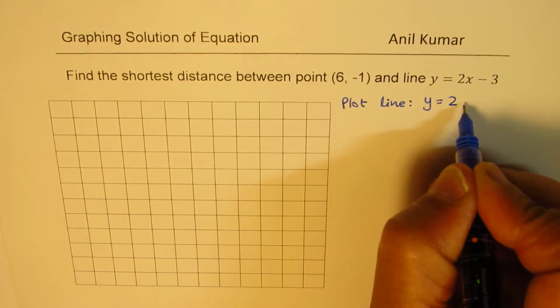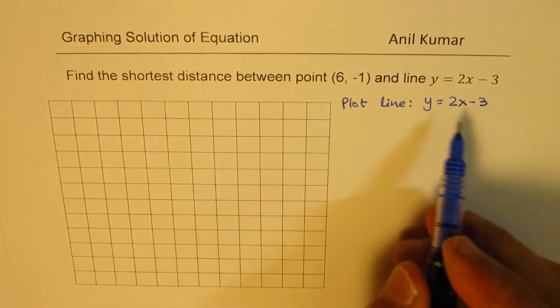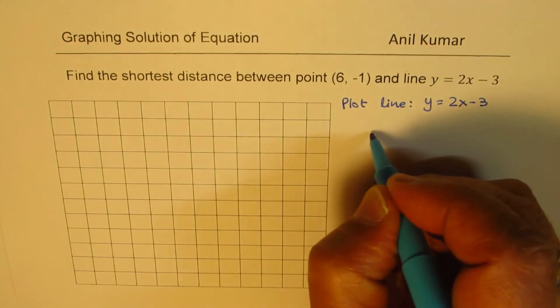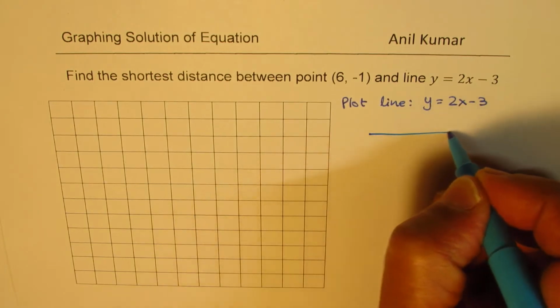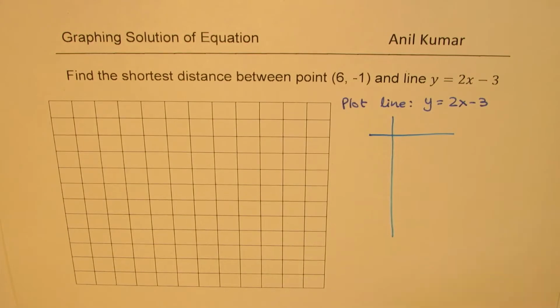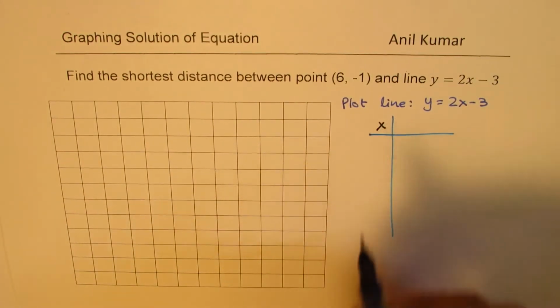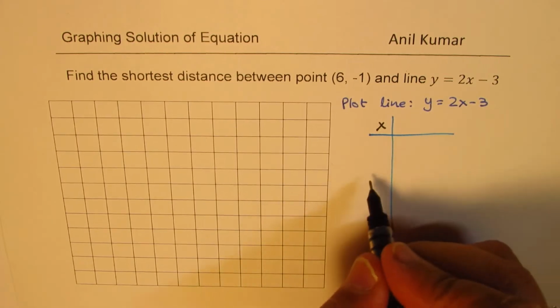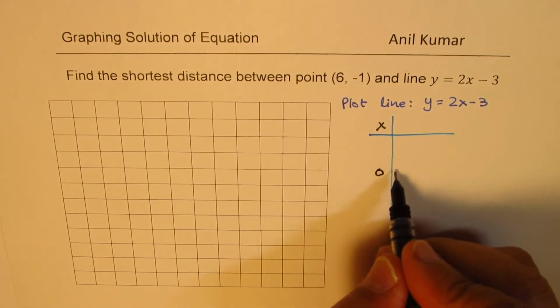y equals 2x minus 3. Now to plot this line, we need some points. At least 5 points should be taken, correct? So let me make a table of values here. For different values of x, we'll calculate the values of y. A good value, of course, is 0. We know that the y-intercept is minus 3 here. So at 0, we have minus 3.